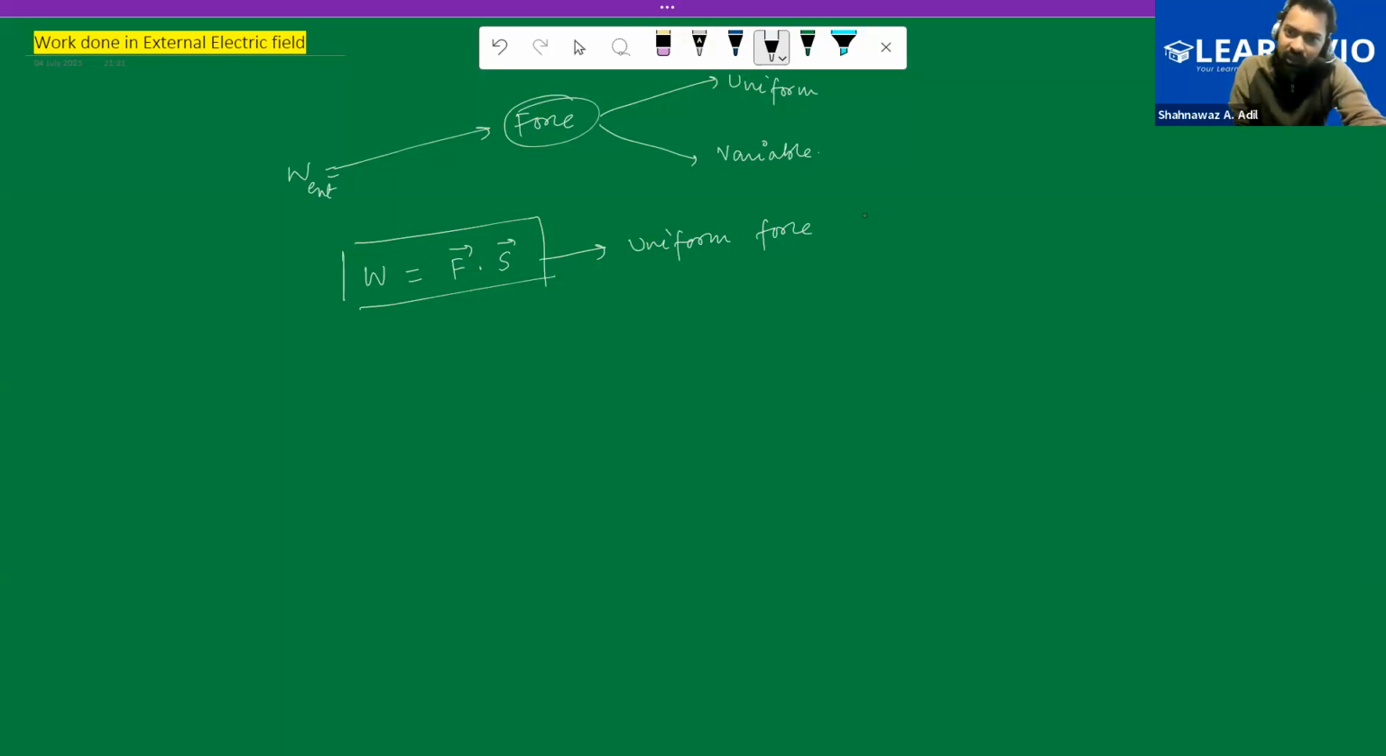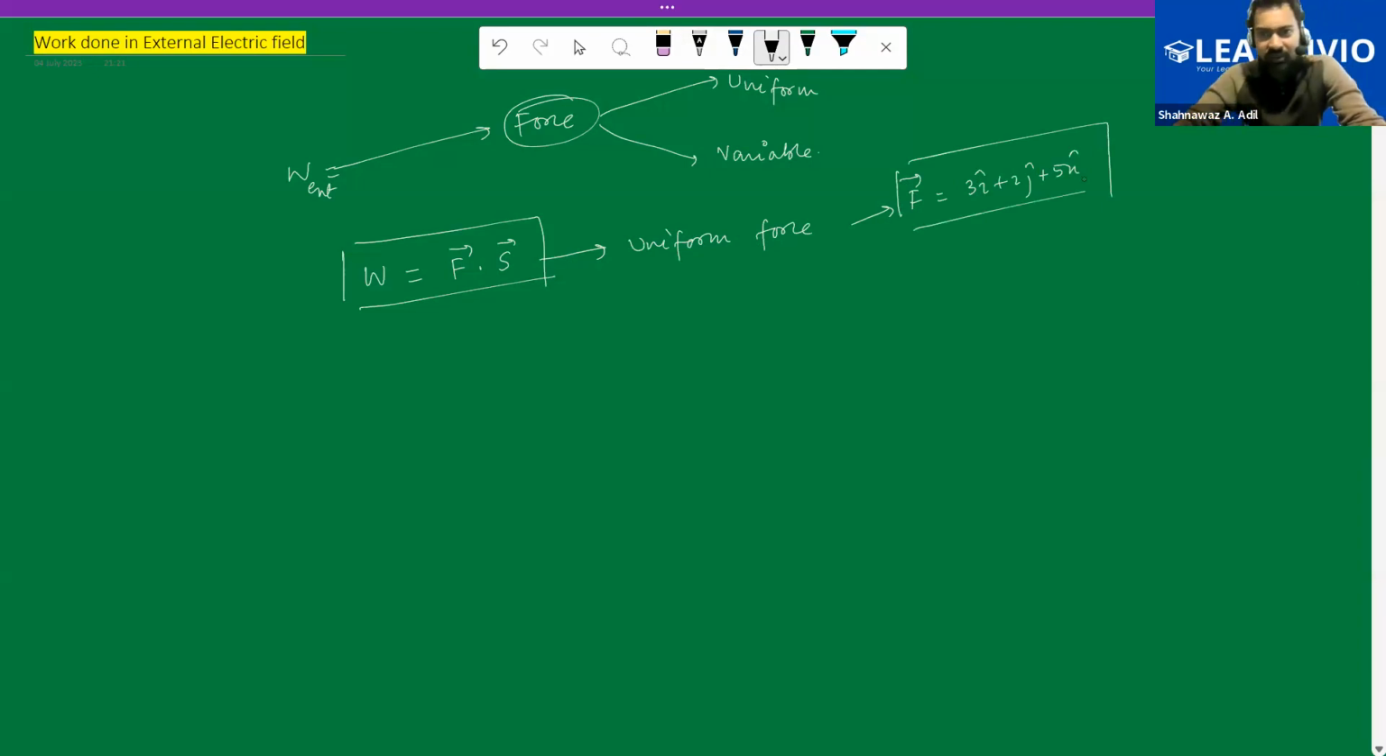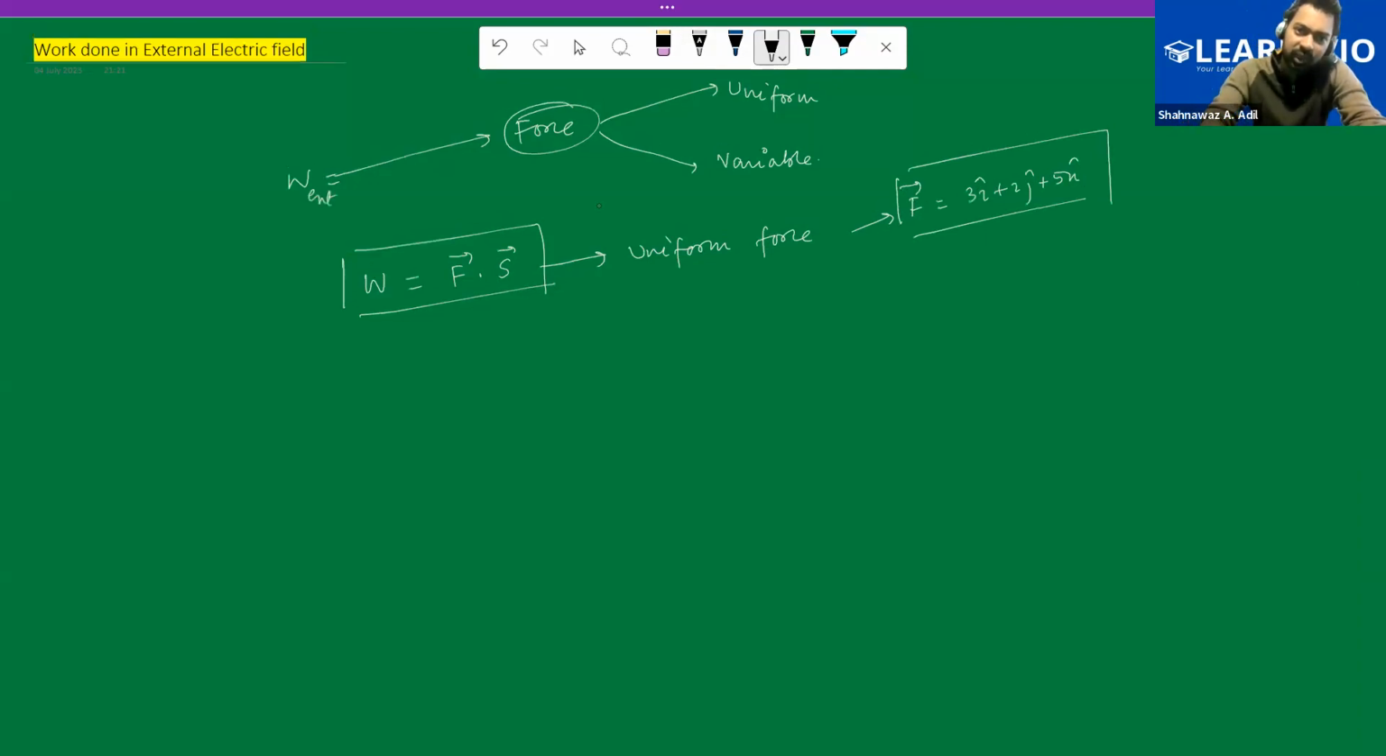And what is uniform force? Uniform force is something like 3i plus 2j plus 5k, something like that. It is not varying with x, y, z. So this is a uniform force, and for uniform force, this is your work done.